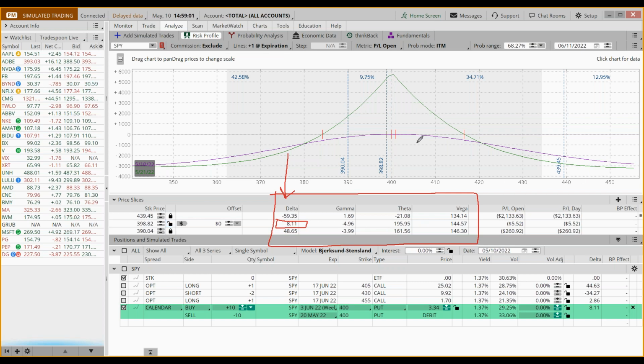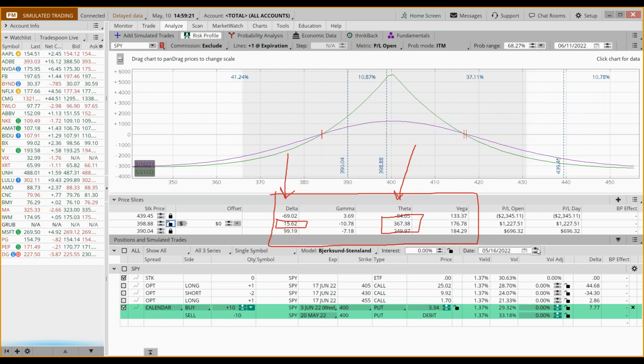So where do I make money? Well, here's some money. Theta. I make $196 per day. Today I make 196. Tomorrow I make 196. Then the next one I make more and more and more. And you can see as time ticks.